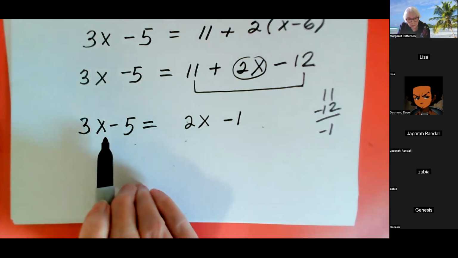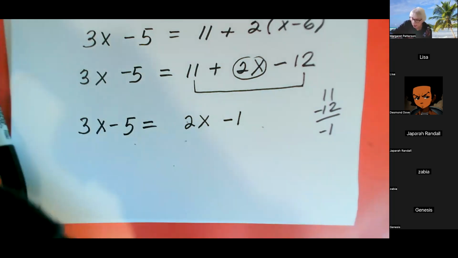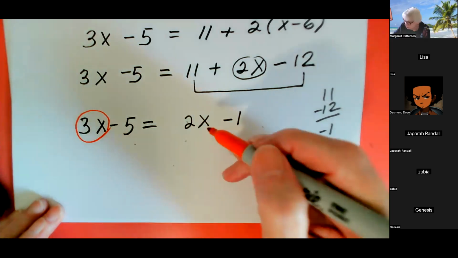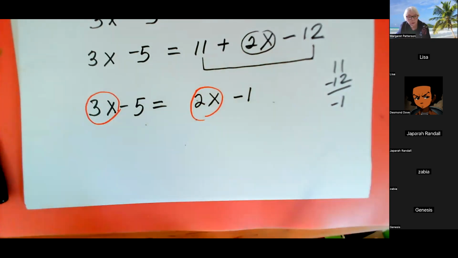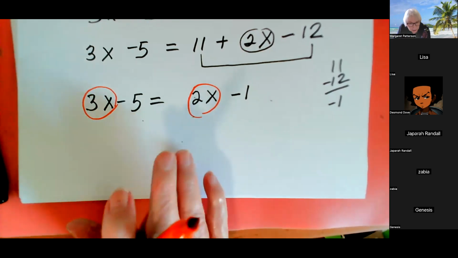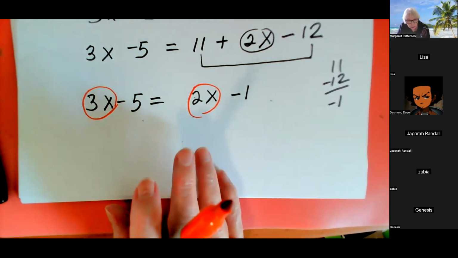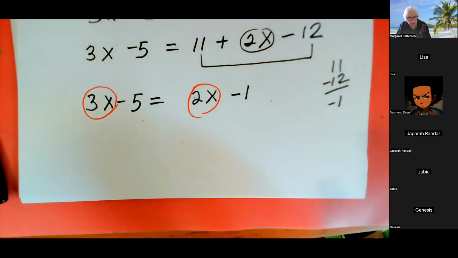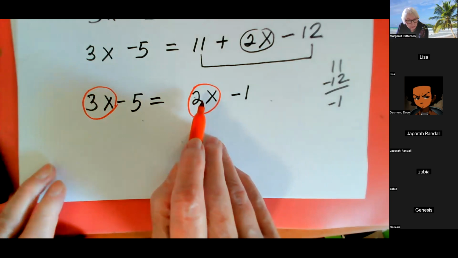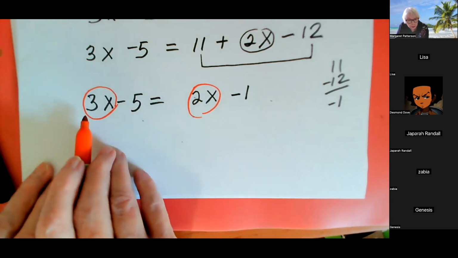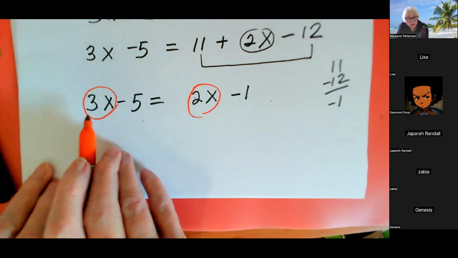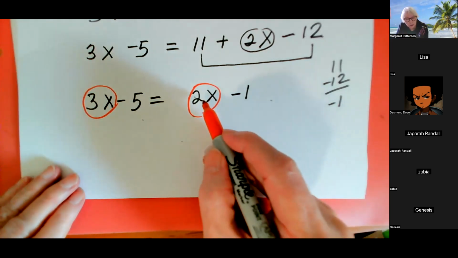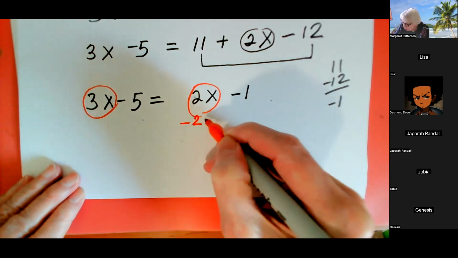I now see that I have 3X on the left and 2X on the right. And I can't leave it like that or it'll never solve. You'll never be able to say X equals something when the X's are in both places. I'm going to go after this one because it's smaller than this one. If I do the reverse, I end up with negative something, and that's where people make a mistake. So if I go after the smaller one, I would subtract 2X.